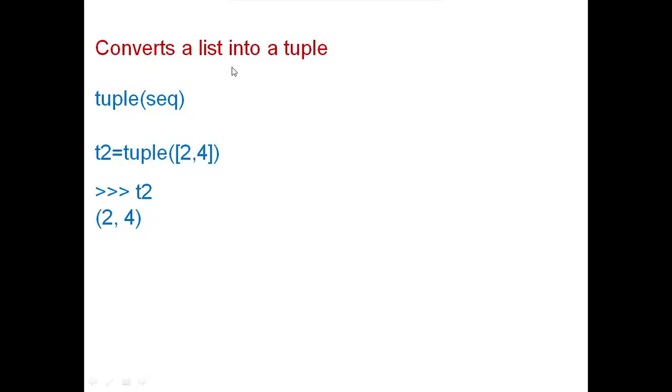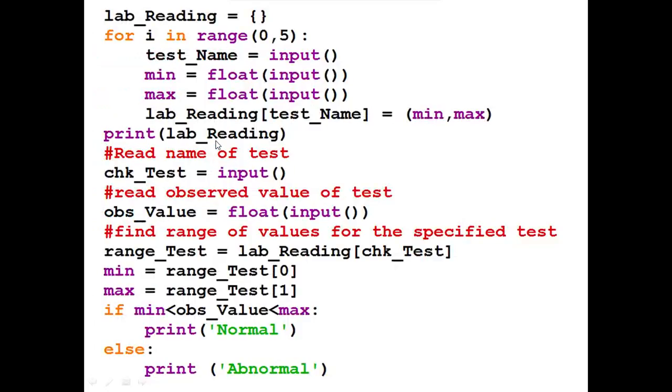And you can also convert a list to a tuple and a tuple to a list. Just use this conversion. Tuple of a list of elements will return a tuple. Similarly, I can say list of a tuple of elements and it will return me a list. Conversion between list and tuple is possible.